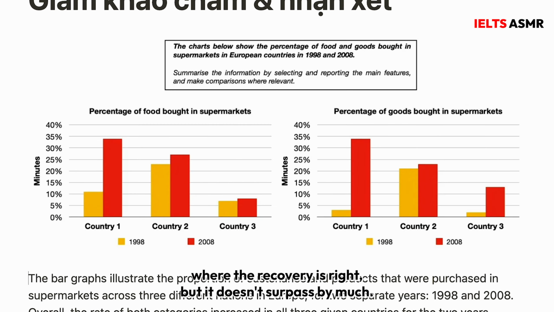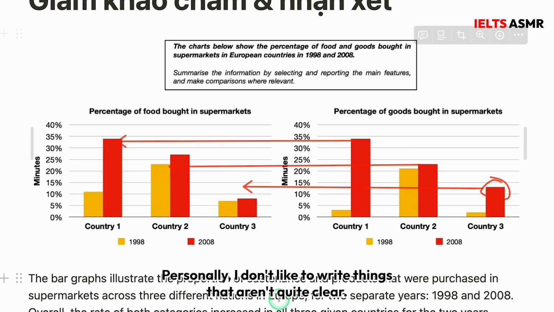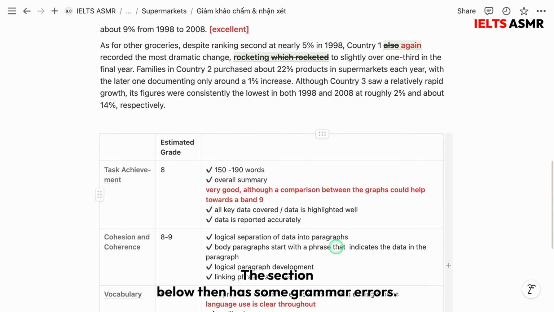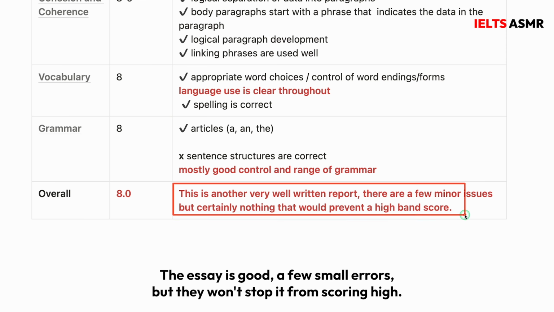Where? The recovery is right, but it doesn't surpass by much. Only one country doesn't sound quite right. Personally, I don't like to write things that aren't quite clear. The section below then has some grammar errors. He says if I add that to the overview, then the TA score could possibly be 9. The essay is good, a few small errors, but they won't stop it from scoring high.